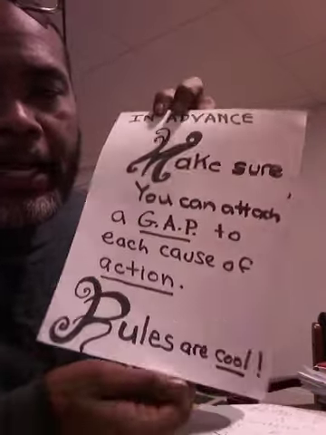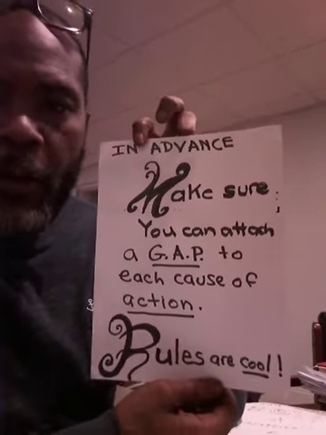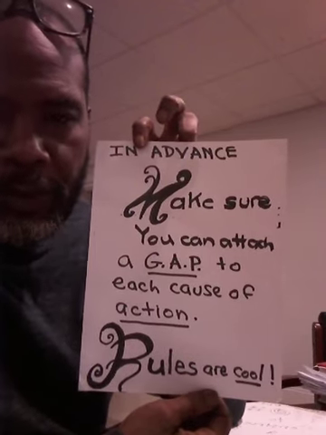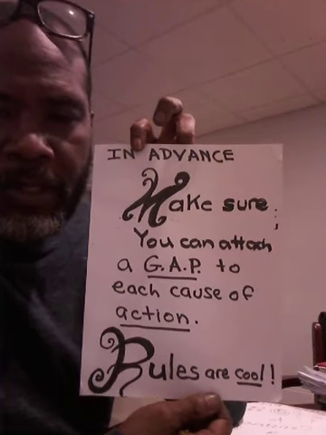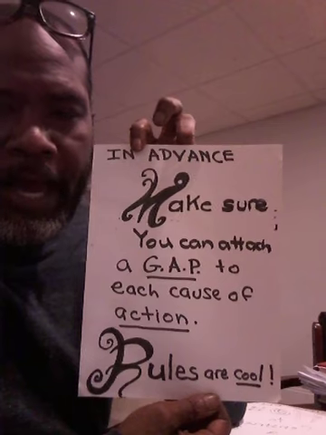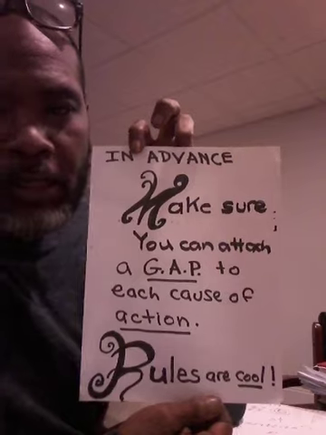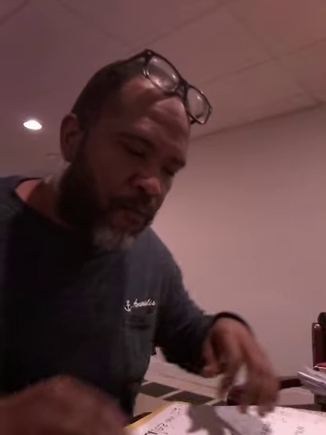So, my first point is that in advance of your evaluation, you know what the subject matter is. You have to make sure that you have a generally applicable principle that you associate with each potential cause of action, all right? GAP is what I've called it in class, generally applicable principle, because rules are cool, and I don't think you can construct a good rule without a GAP.